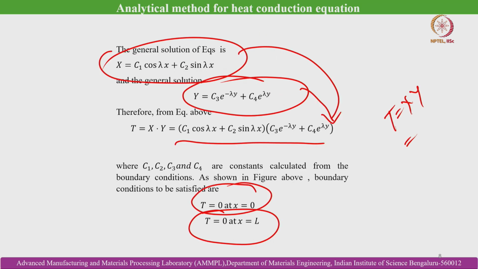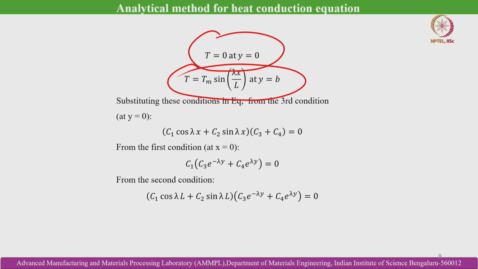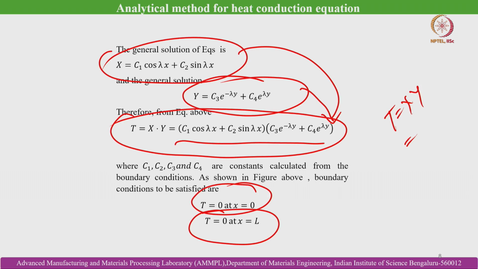It is coming from here, because we have written already that capital T is equal to C1 cos delta x plus C2 sin delta x multiplied by C3 e to the power minus delta y plus C4 e to the power delta y. Now if we write that y is equal to 0, then e to the power 0 becomes 1. So, then C3 plus C4, multiplied by C1 cos delta x plus C2 sin delta x is equal to 0. And then if we go to the first condition, that x is equal to 0, t is equal to 0, again we put this value in this expression, that t is equal to capital X into y.